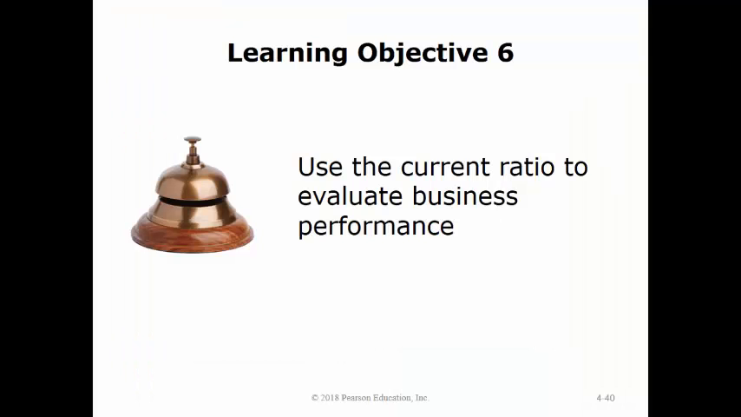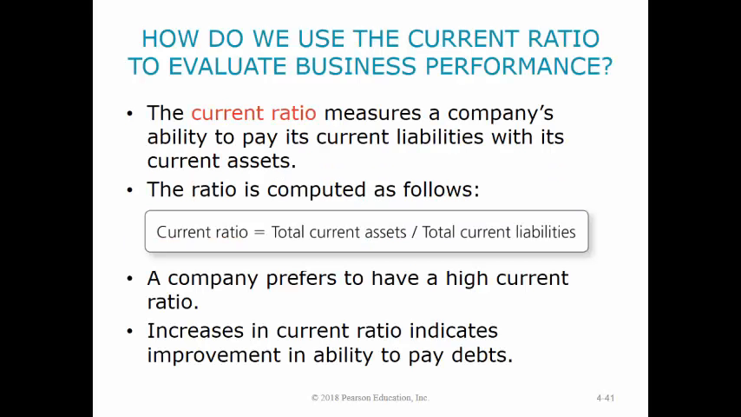In this section, we will learn to use the current ratio to evaluate business performance. The current ratio measures a company's ability to pay its current liabilities with its current assets. A company prefers to have a high current ratio because that means it has plenty of current assets to pay its current liabilities. A strong current ratio is 1.5, which indicates that the business has $1.50 in current assets for every $1 in current liabilities.